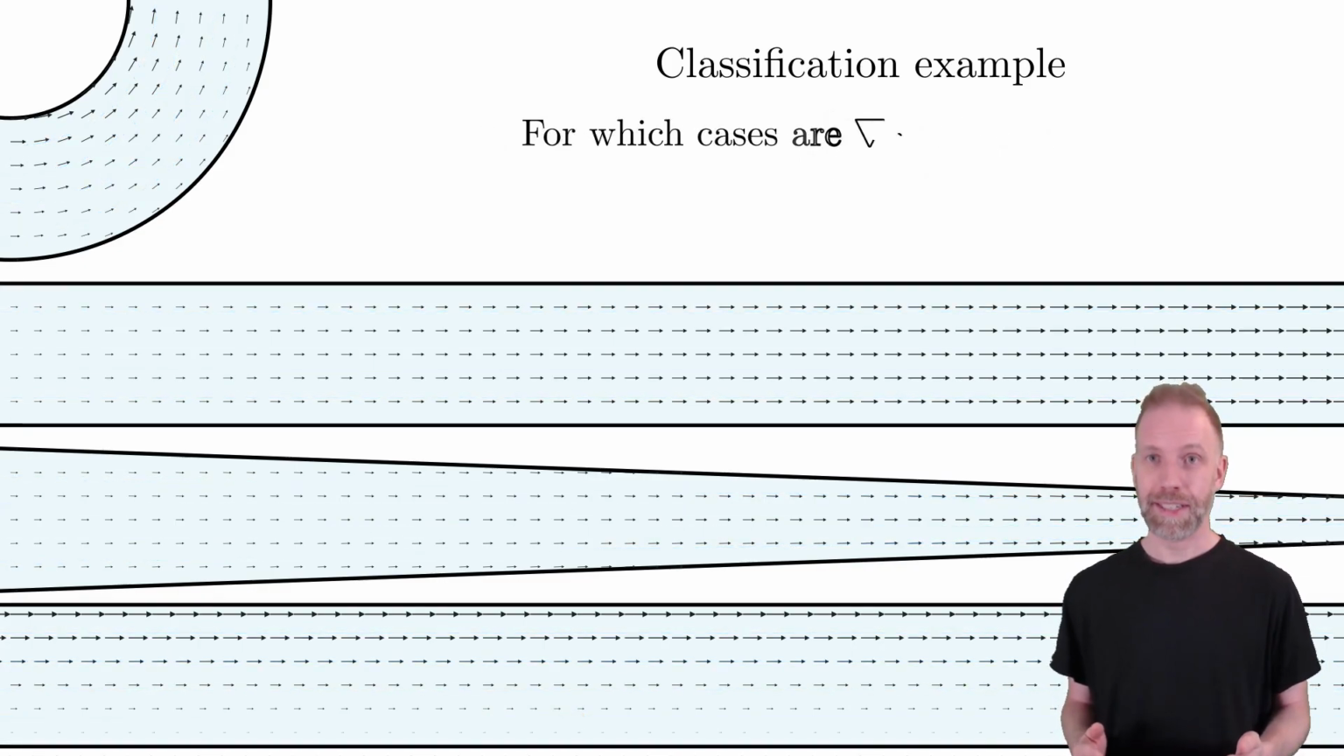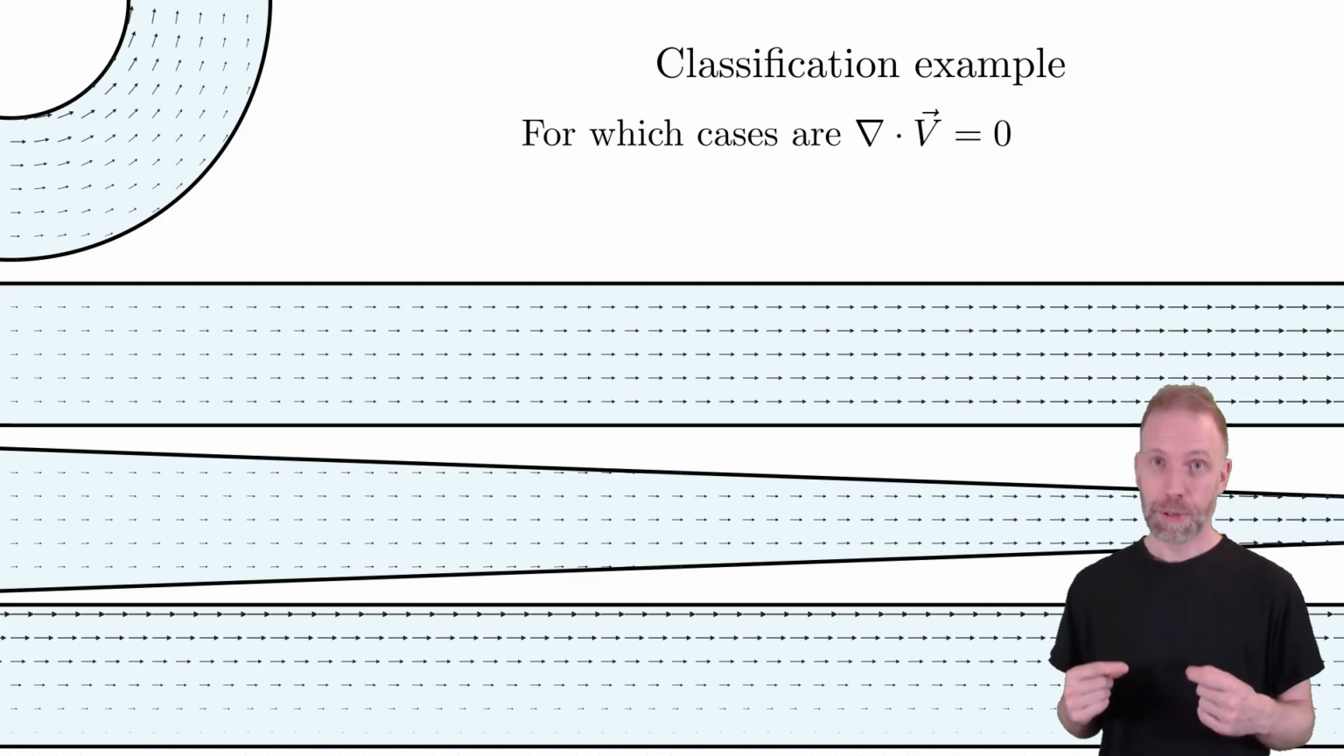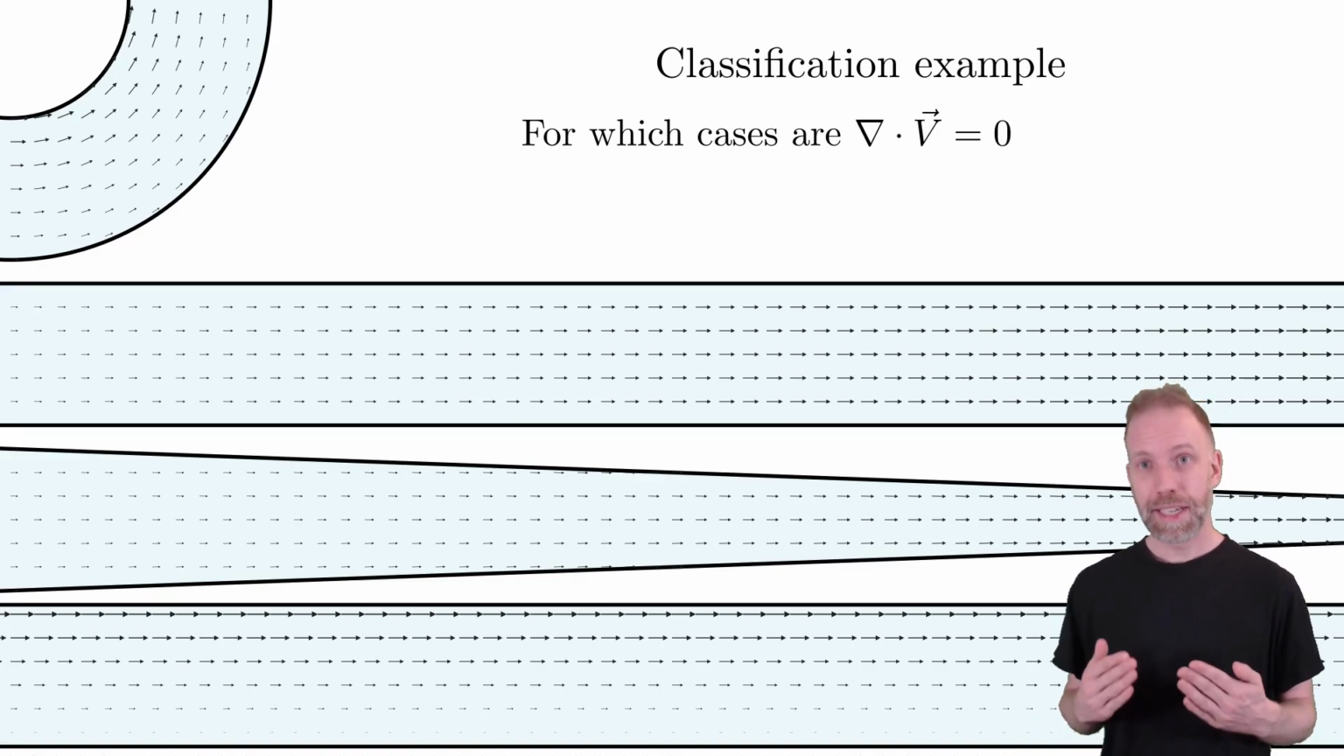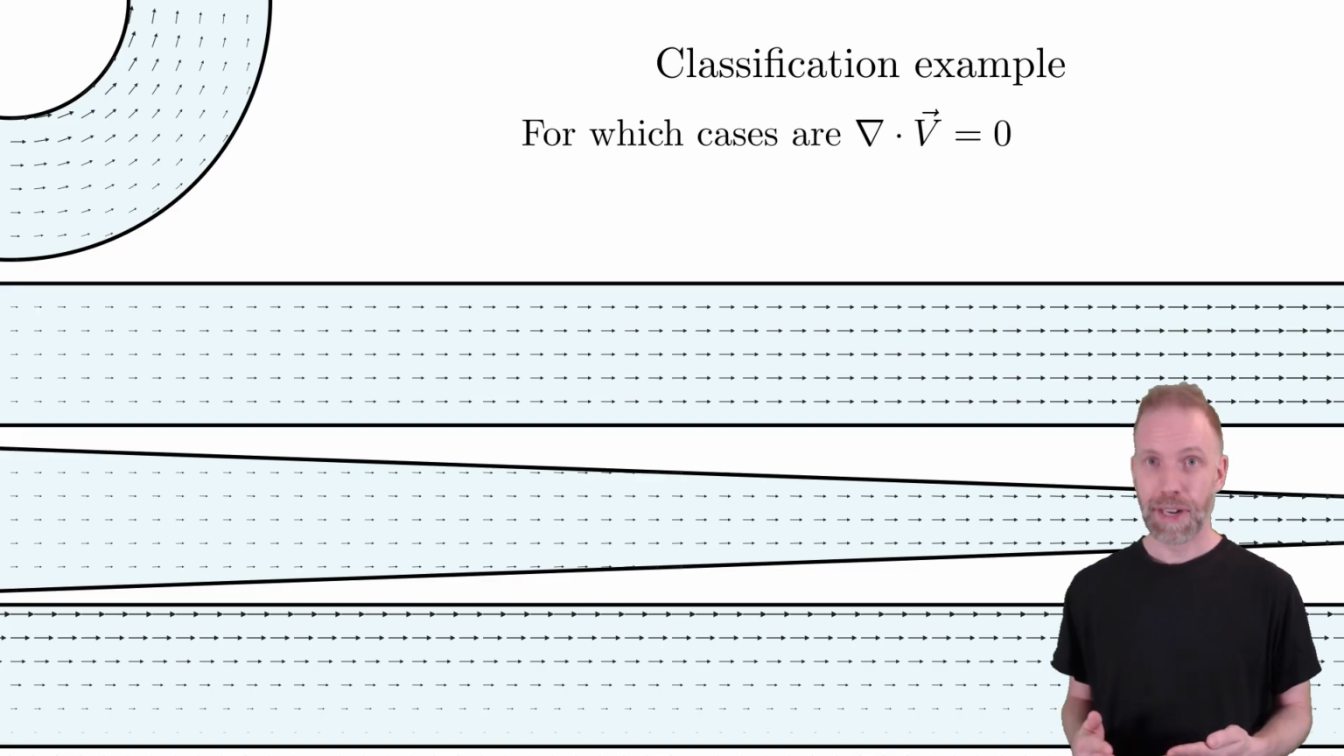Next up, the question is, which cases are divergence free? The test we use to determine if a flow has divergence or not is to consider what happens to the density of the particles in the flow. If the particle density stays the same, the flow is divergence free. A positive divergence decreases the density and a negative divergence increases the density. Now, pause and think about which cases are divergence free.